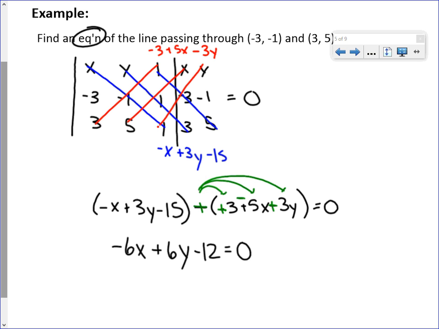Okay, so then Sierra's thinking, well, that doesn't really look like the equation of the line that I know, so she might want to write it in standard form. So you would move the 12 over, right?